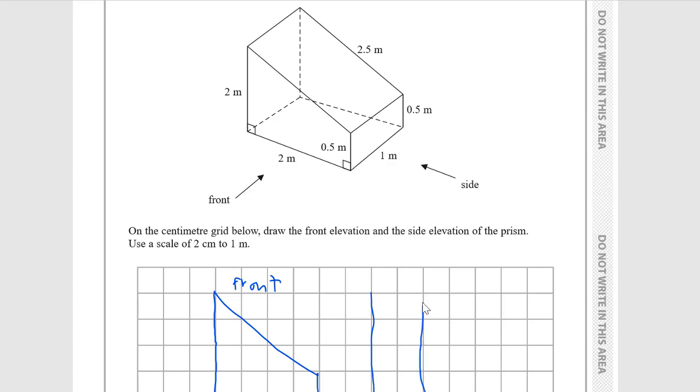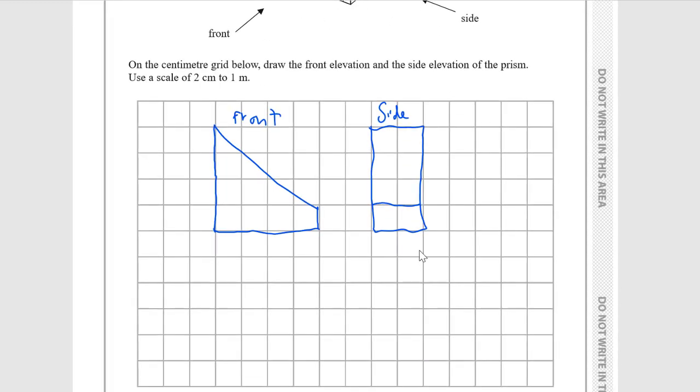So drawing the side now. This is 0.5, so again, half. So there we go. That's the side. Again, make sure you draw your straight lines.